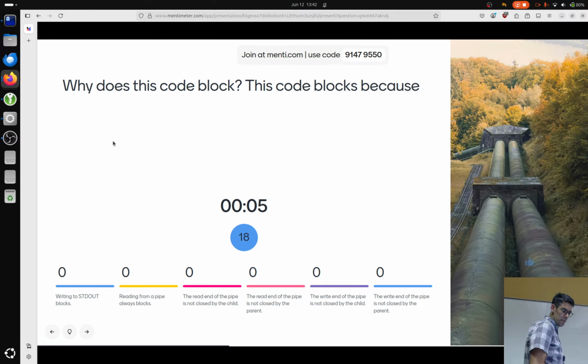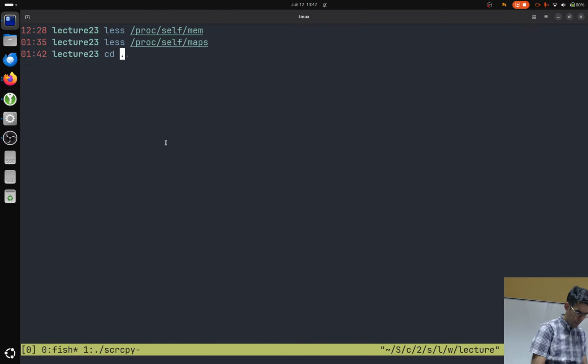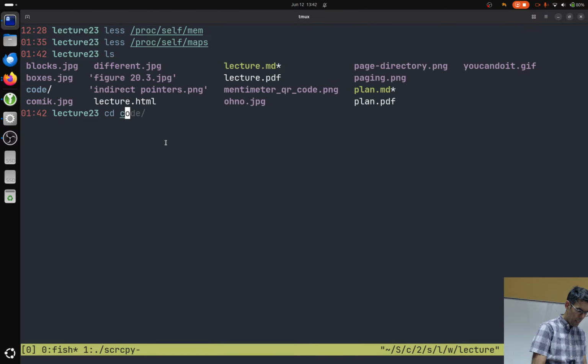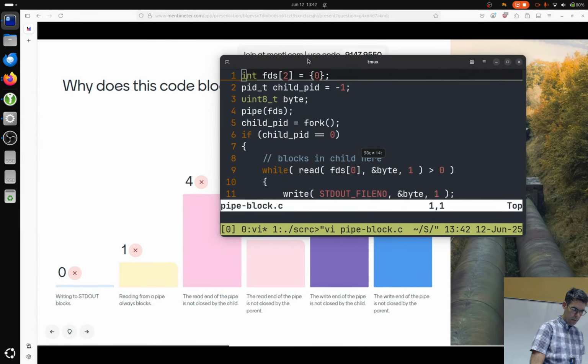This is a terrible way to ask this question. I'm sorry. I should actually have the code up on the screen when I'm asking the question about this. Give me a moment and I will do that. Please forgive me. I'm even in the right directory. Okay, here is our code.